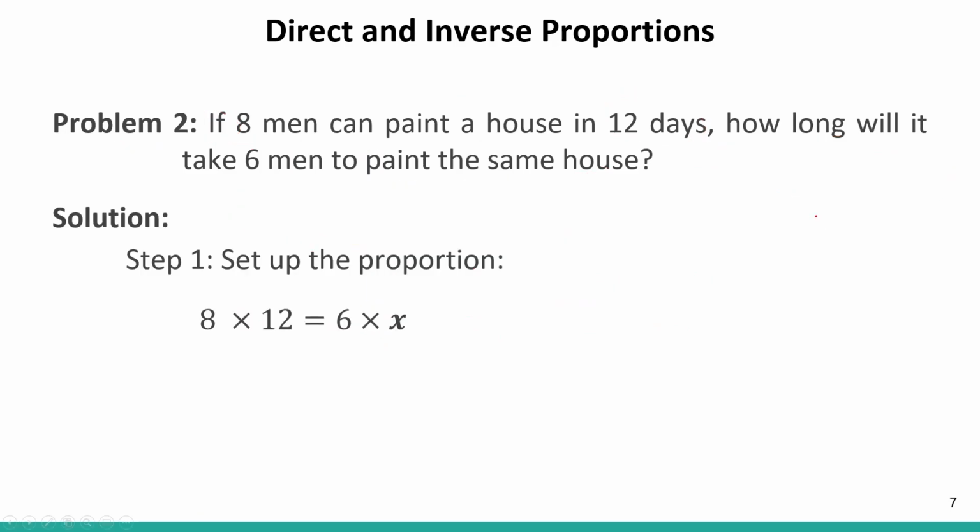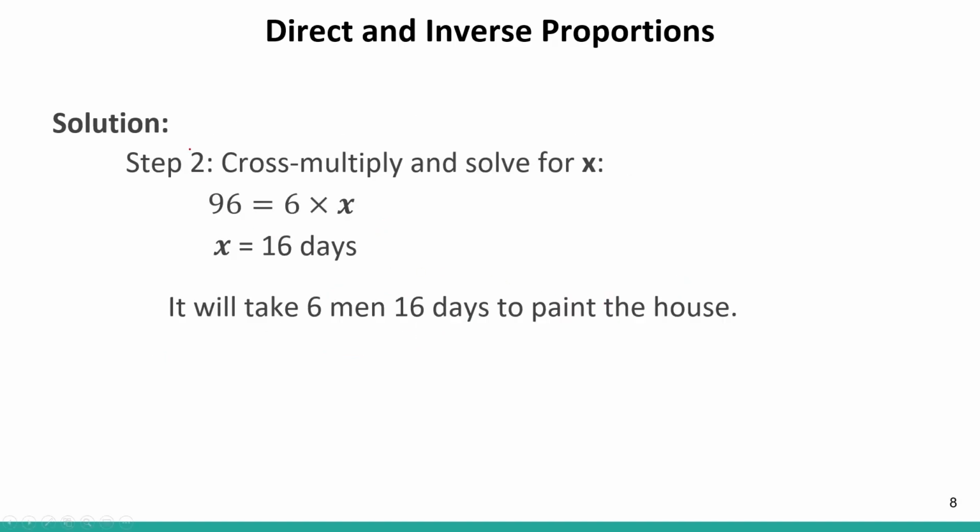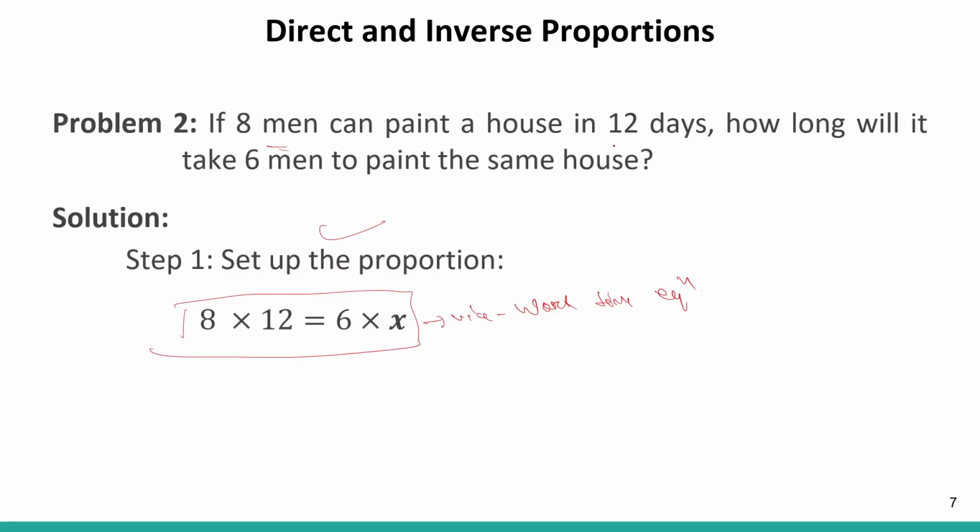So let's see the step-by-step solution. Setting up the proportion, that is 8 into 12 is equal to 6 into x, by the work time equation. Again, cross multiplying and solving for x, we are left with 96 is equal to 6 into x, or t, whatever you can say. So x is equal to 96 by 6, that is 16 days. So it will take 16 days for 6 men to paint that same house that has been painted by 8 men in 12 days. This will be the correct answer.